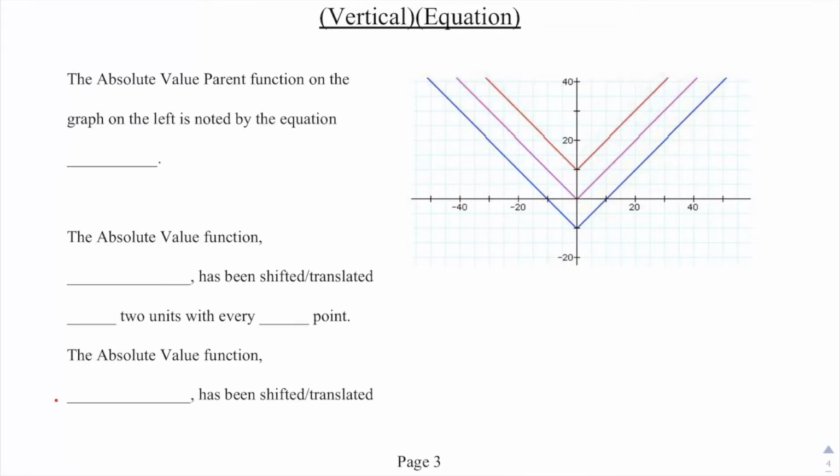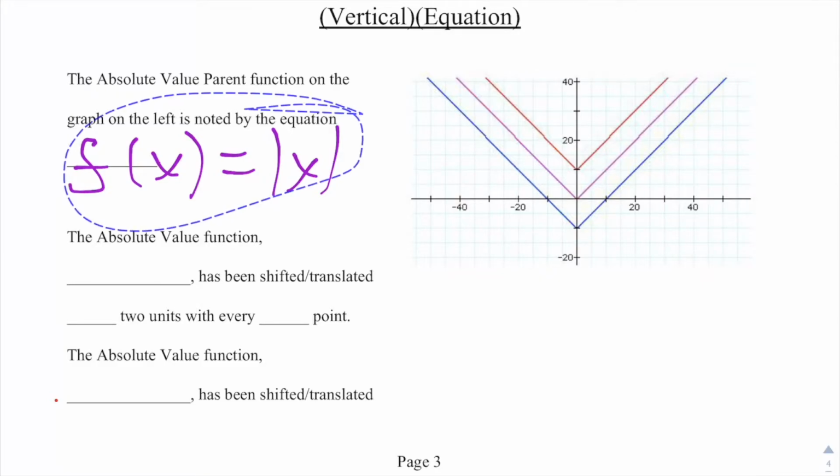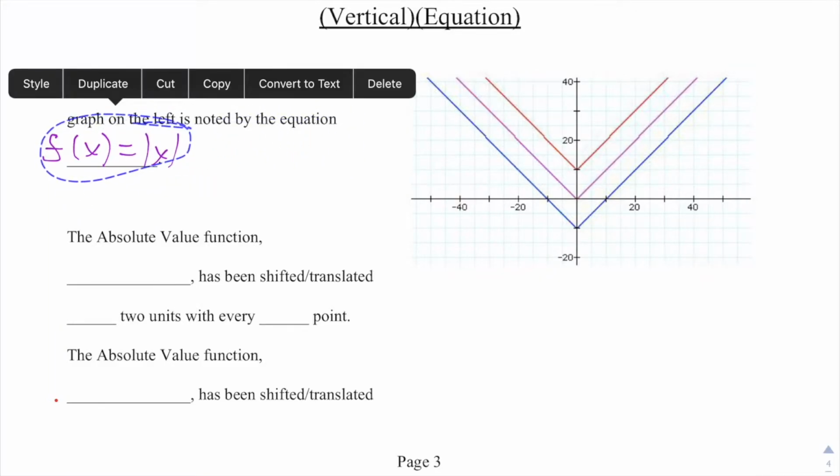The absolute value parent function on the graph at the right, not left, sorry, made a mistake, is noted by the equation f of x equals the absolute value of x. Now remember, f of x can also say y, but I want to use function notation.